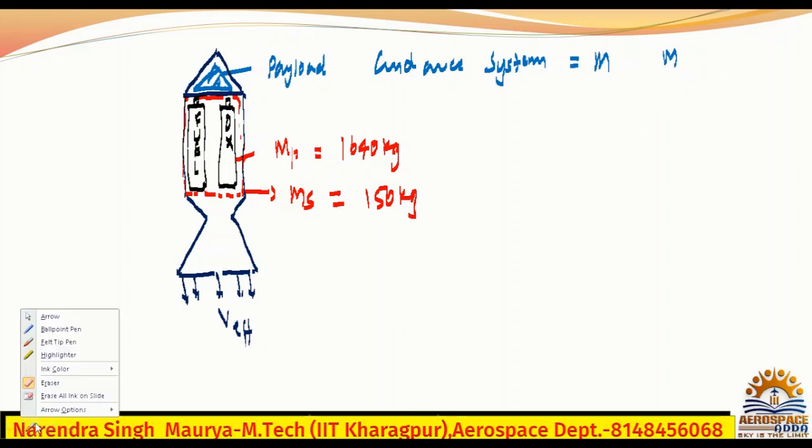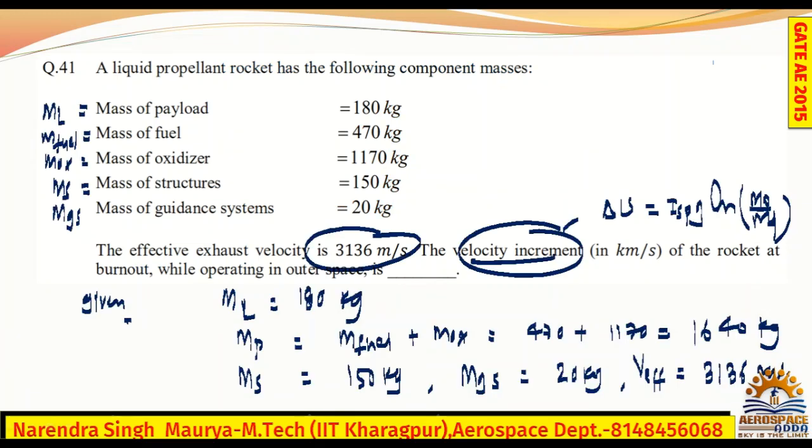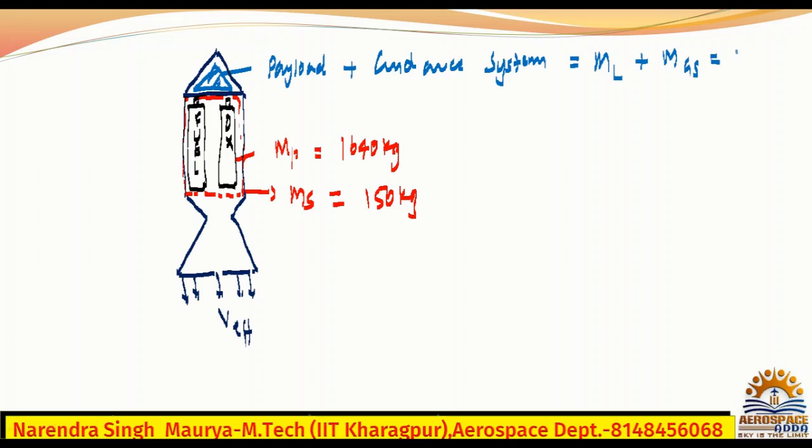Now it is fine. Check, because you are keeping the payload and guidance system, so payload is ML plus guidance system is MGS. Now it is okay. Understood? So what is that? Guidance system is 20 and payload is 180. So it is 180 plus 20, which is nothing but 200 kg. All right. Done.